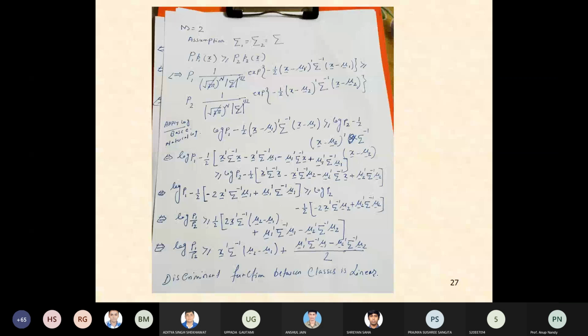Only x remains, which is linear in nature. So that's why the decision boundary will be a linear discriminant function, the discriminant function between classes is linear. Why is it linear? Because of this assumption, sigma 1 is equal to sigma 2 is equal to sigma, this quadratic term has vanished. And that's why this is linear, and this is a discriminant function. I mean the decision boundary is a discriminant function.